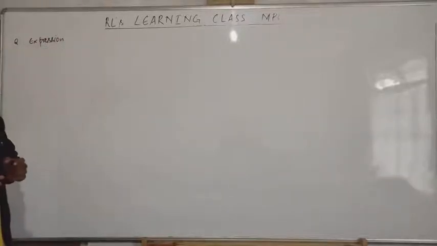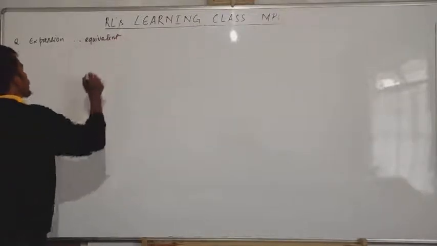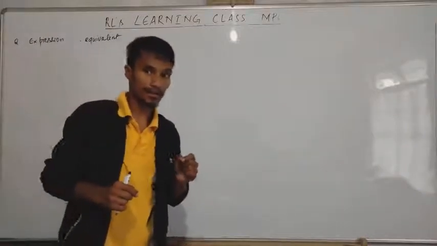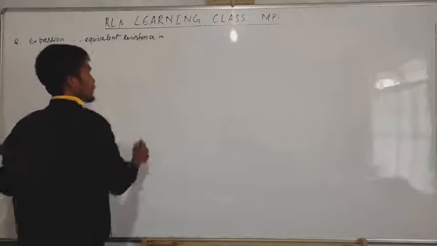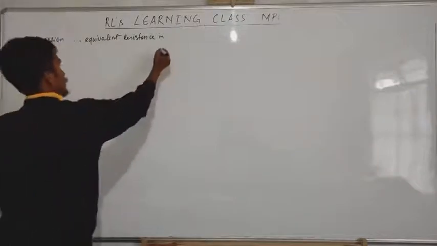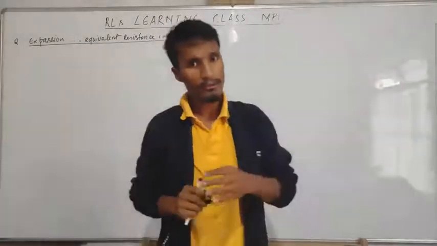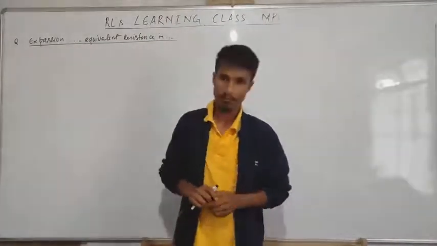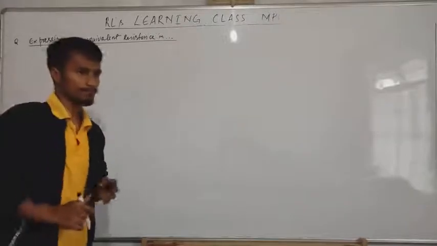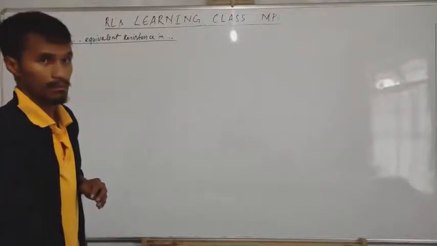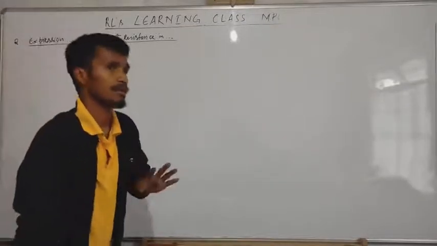Derive an expression for an equivalent resistance in a series circuit. What is this equivalent resistance? Equivalent resistance we can also call the total resistance, the total resistance in series. Let me assume there are 3 resistors connected. You can consider 4 also, or 2, but let's take generally 3.